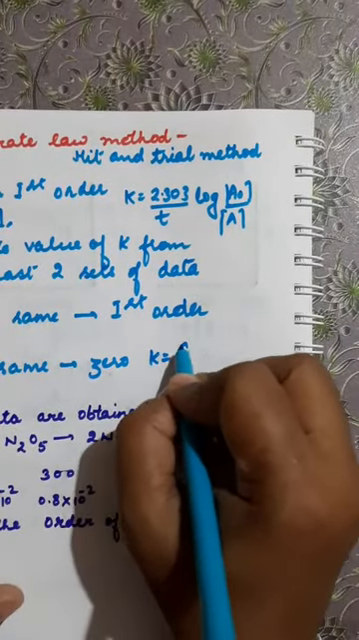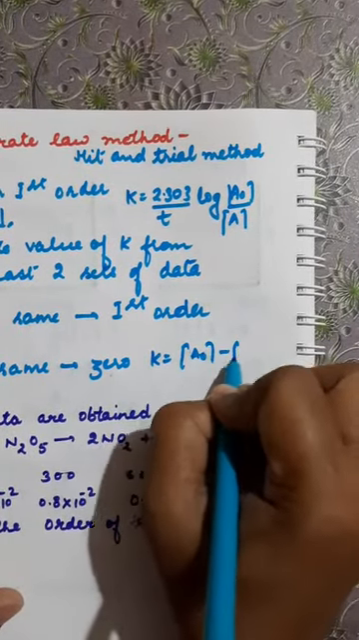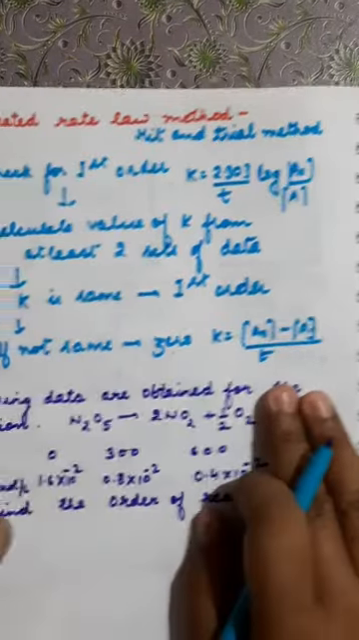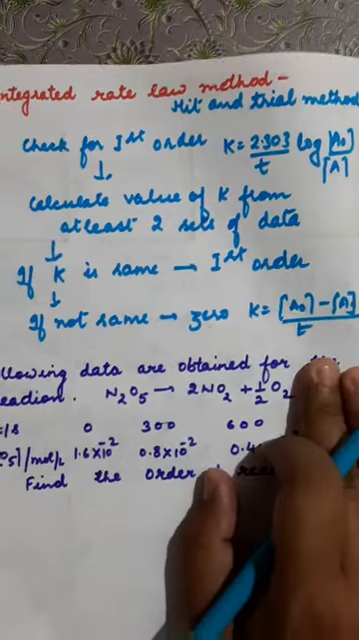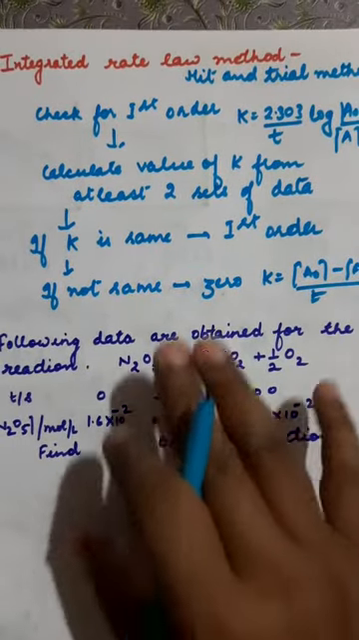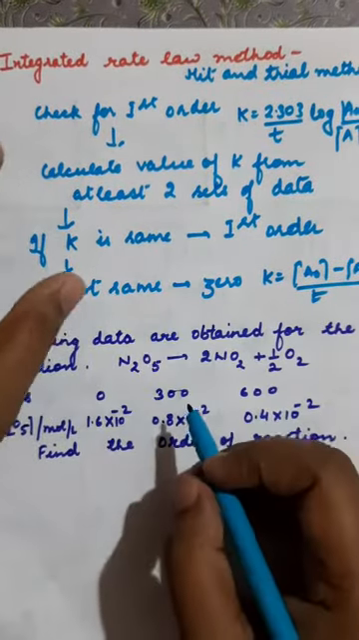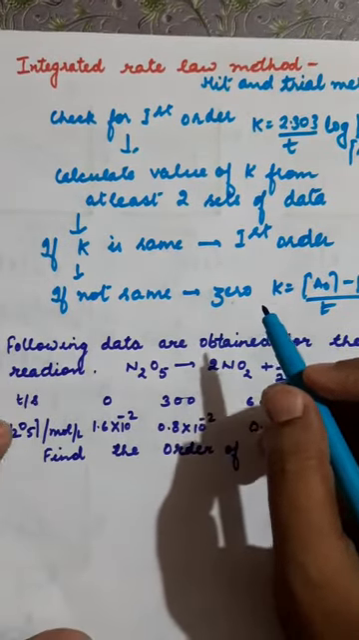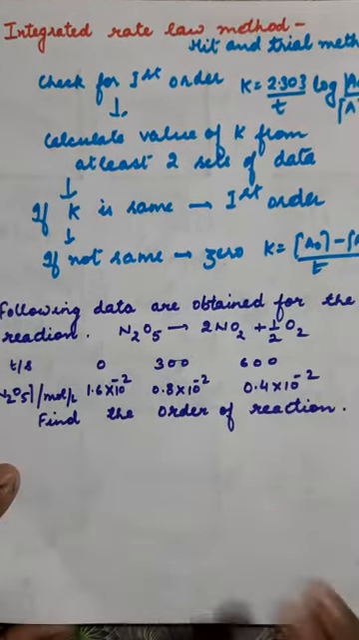K is equal to A naught minus A upon T. If it comes out to be the same, then it will be a zero order, otherwise you will try for the second order. So in this way you have to solve the numericals, or you have to find the order of the reaction by using the integrated rate law method. We will see an example.